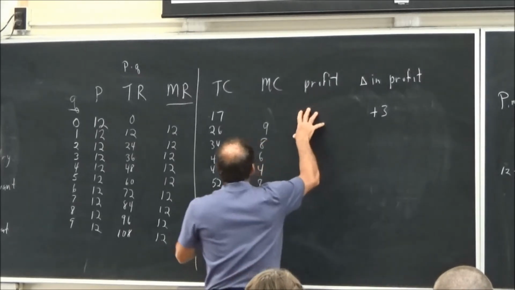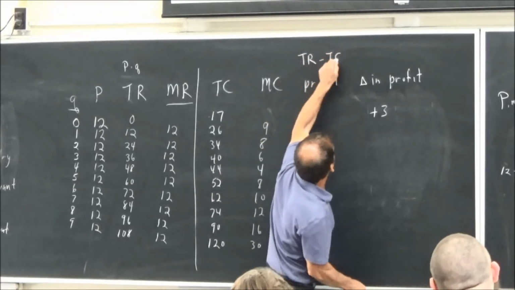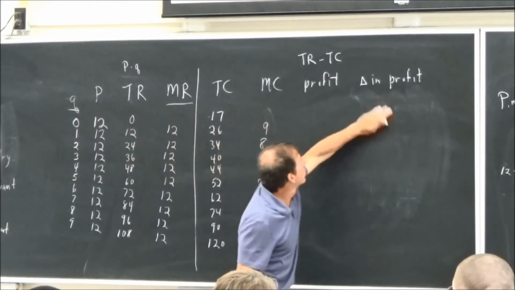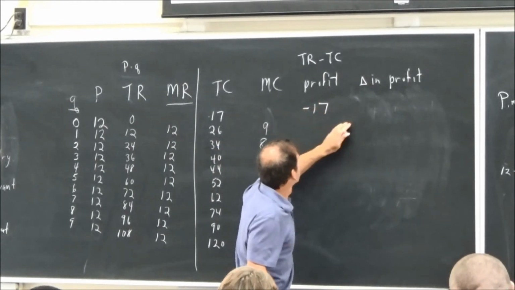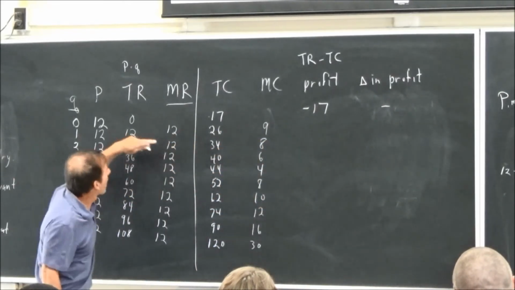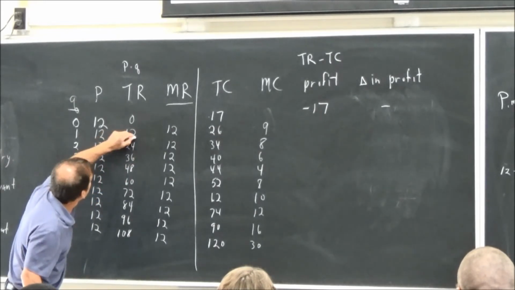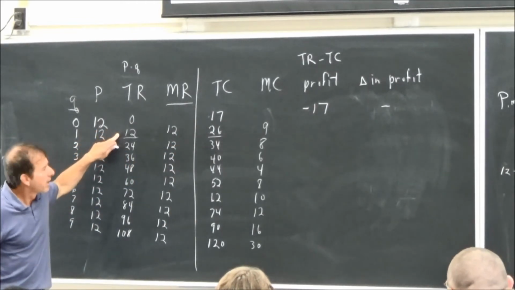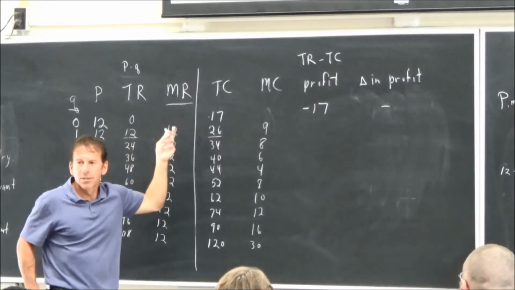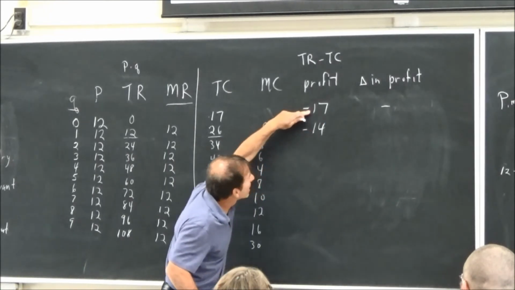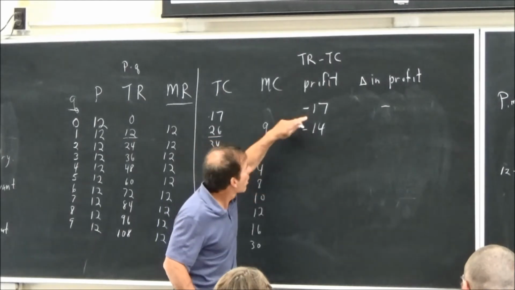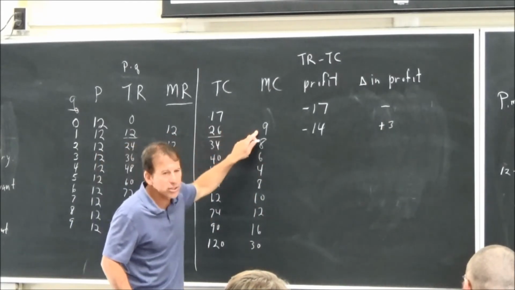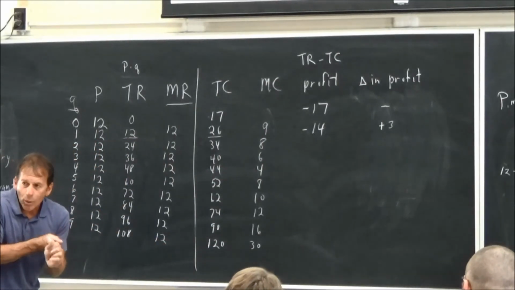So let's look at the total profit. The total profit is just the total revenue minus the total cost. At the beginning, they were not making any revenue and their costs were 17, so they were losing $17. Then they decide to sell one unit. Now their revenue is 12 and their cost is 26. So their profit would be 12 minus 26, which is negative 14. But how much did profit change by going from here to here? Profit went up by 3, which is exactly what we said the difference between the marginal revenue and the marginal cost is.